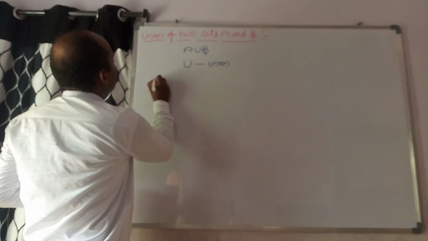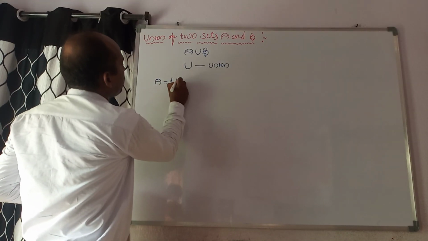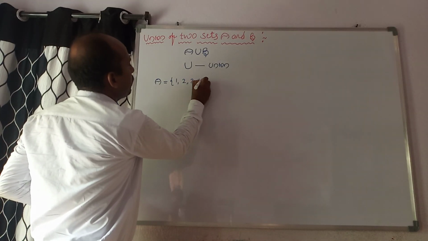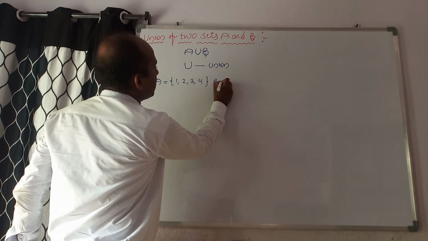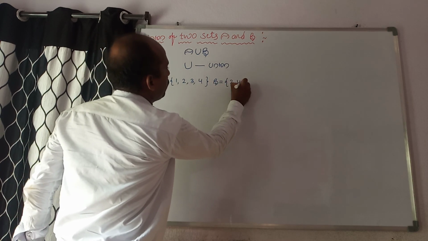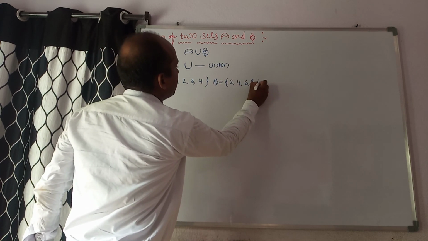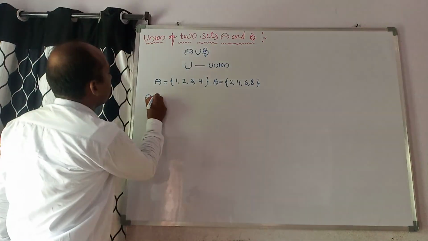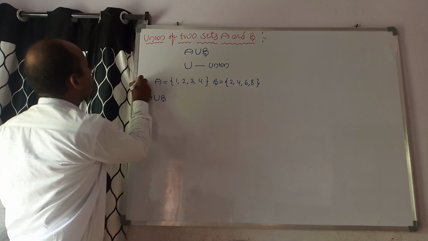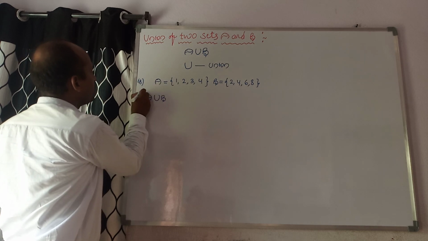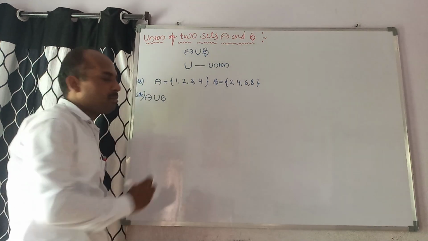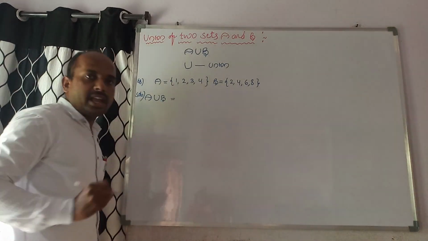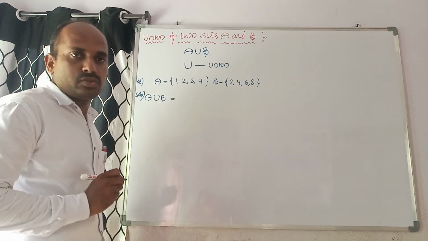For example, A is equal to the set {1, 2, 3, 4} and B is equal to the set {2, 4, 6, 8}. Now we are finding A union B. Solution: A union B means A is together with B.